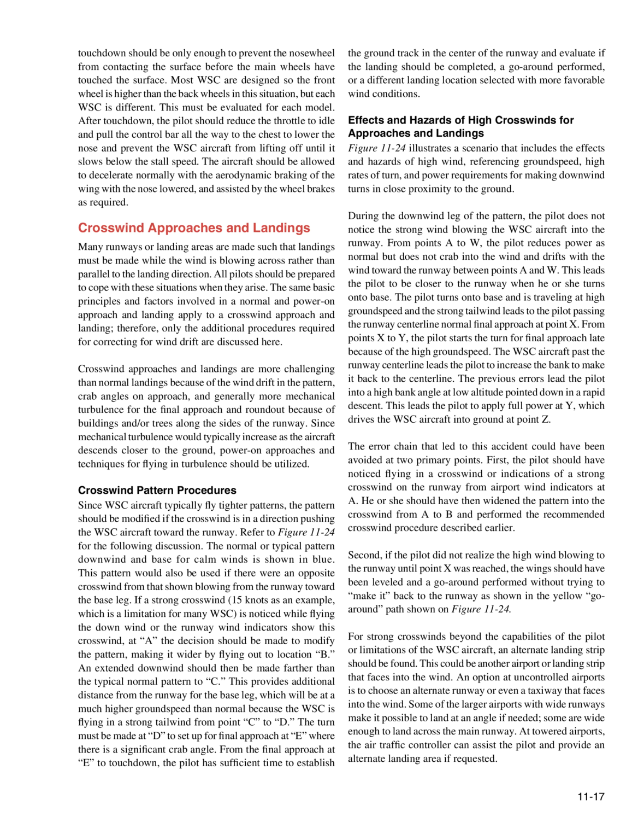For strong crosswinds beyond the capabilities of the pilot or limitations of the WSC aircraft, an alternate landing strip should be found. This could be another airport or landing strip that faces into the wind. An option at uncontrolled airports is to choose an alternate runway or even a taxiway that faces into the wind. Some of the larger airports with wide runways make it possible to land at an angle if needed, some are wide enough to land across the main runway. At towered airports, the air traffic controller can assist the pilot and provide an alternate landing area if requested.